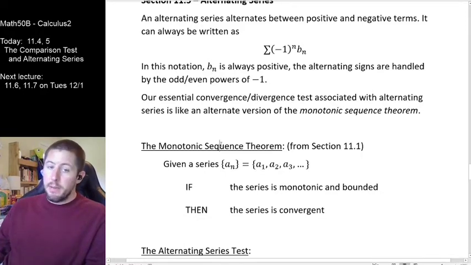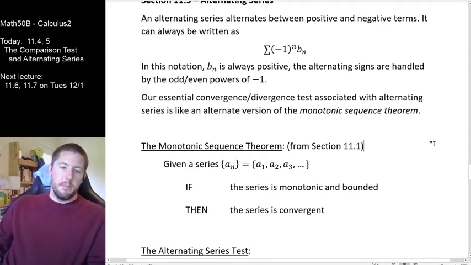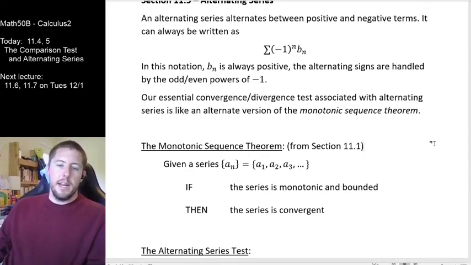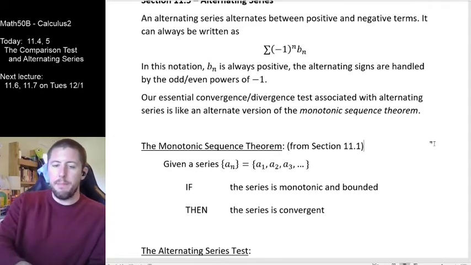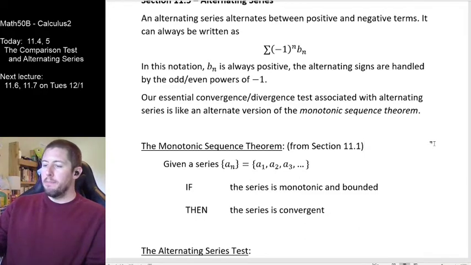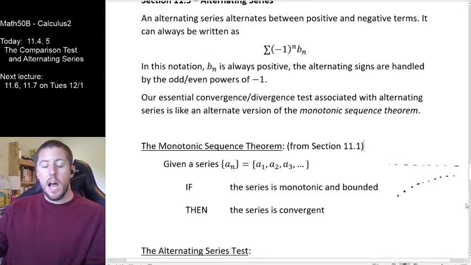The monotonic sequence theorem, and remember, this is about sequences, from section 11.1, not a series, said that if a sequence is monotonic and bounded, then it is convergent. Our example for this, our little graph, said that if it's monotonic, then we could say, for example, it's always increasing, always getting bigger. But if it's bounded above and always getting bigger, then it has to converge, because it can't possibly make it off to infinity, and it's not oscillating. And I know it's not oscillating because it's monotonic.